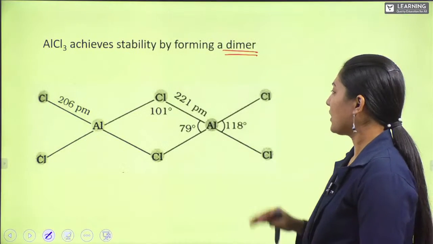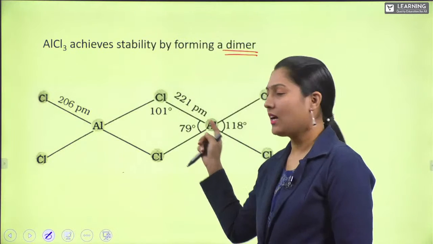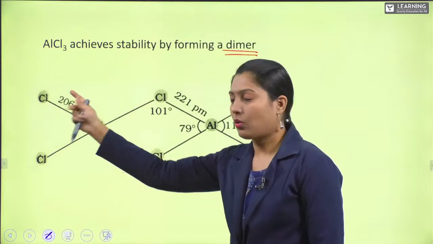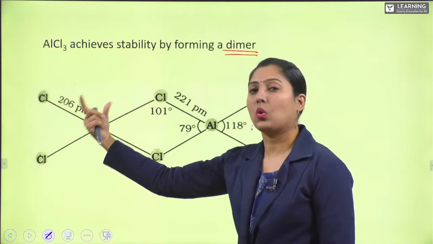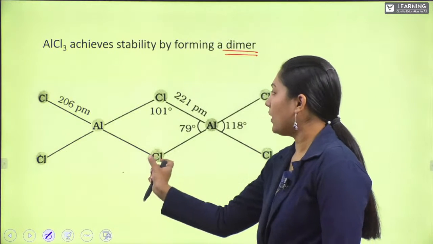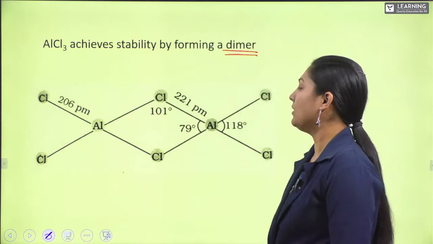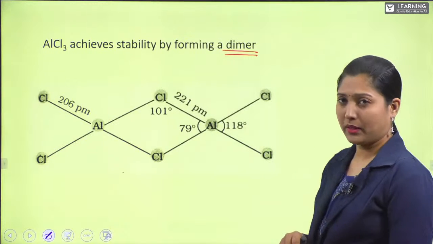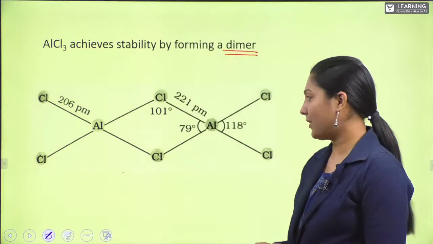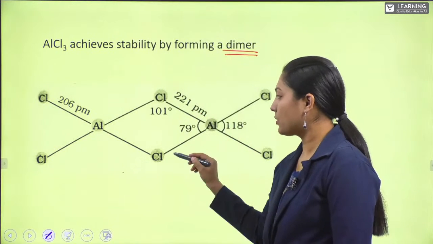Good. So you can also see here the bond length and the bond angle from aluminium to the chlorine. The one which is already bonded through covalent bond will have 206 picometer, whereas the one which is bonded here will have 221 picometer, and the angle will be 79 degrees from one chlorine to the other.